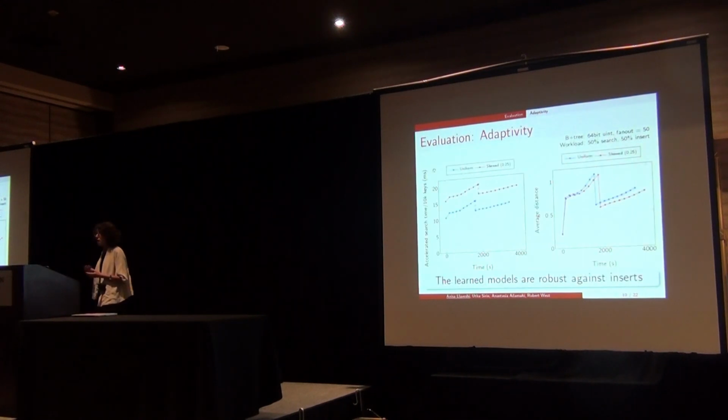Lastly, I will show you how fast we can adapt to a changing B+tree structure in the presence of inserts. We bulk load the tree again with 300 million entries, and we run an alternating workload of 50% searches and 50% inserts. We run these experiments for uniform data and for skewed data with skew factor 0.25. We can see on the plot on the left that on the x-axis we have the time, and on the y-axis we have the accelerated search time that our system takes to search 10,000 keys.